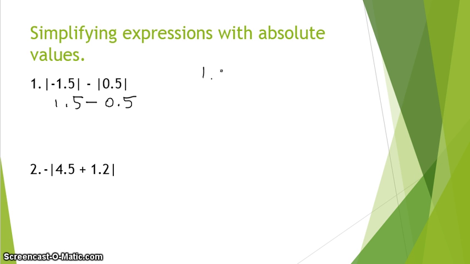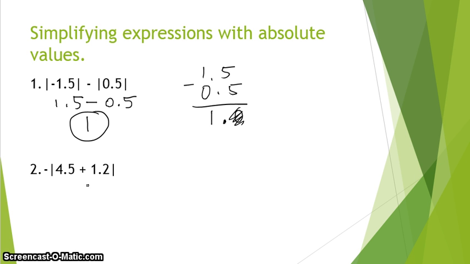If it helps you, do it on the side. Never be afraid to do that. I'd rather you be safe than sorry. So 5 minus 5 is 0. 1 minus 0 is 1. Bring down your points straight down, and you end up with 1. You don't even really need this 0 here. So the answer for this is 1.